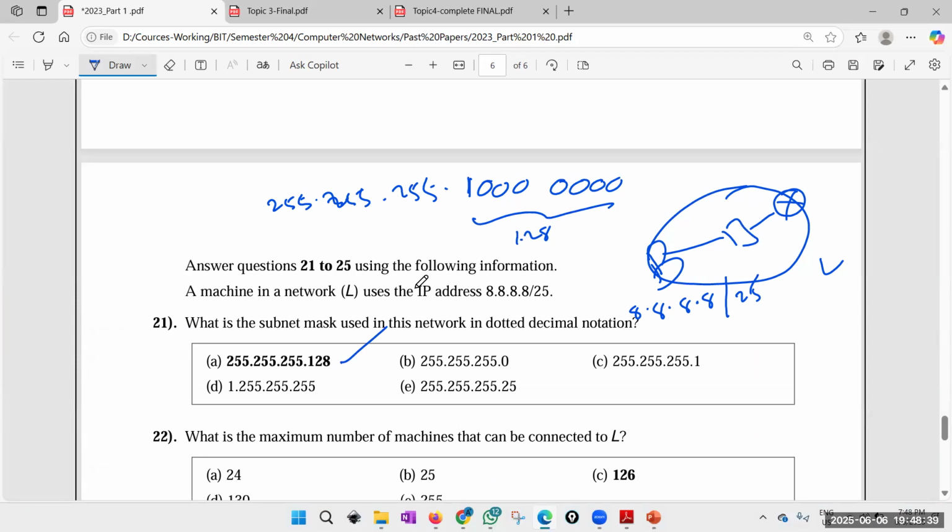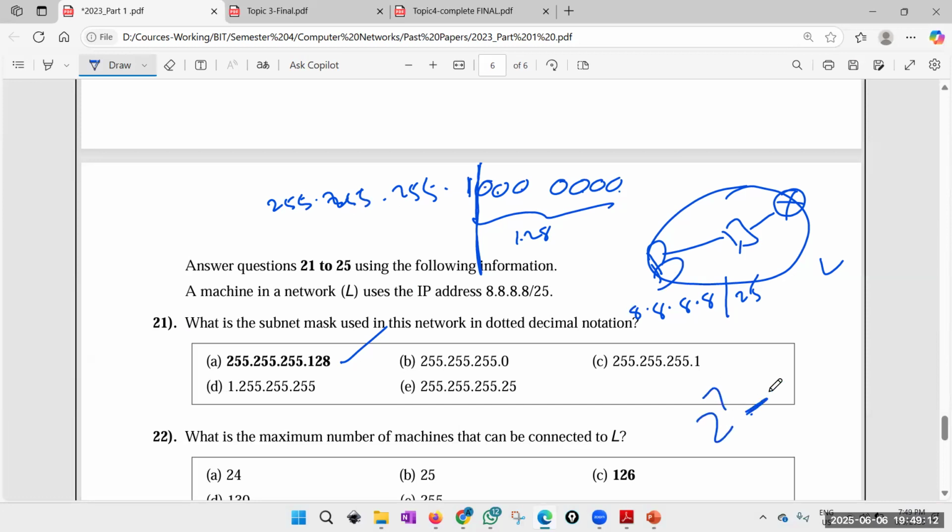What is the maximum number of machines that can be connected to L? This guy is just one machine, right? It's a super easy question. Now, if it's a /25 network, this part is available to you. If you look at it as one network, because they have not asked you to create sub-networks, how many bits do we have to play around with? 1, 2, 3, 4, 5, 6, 7. That is 2 to the power 7.